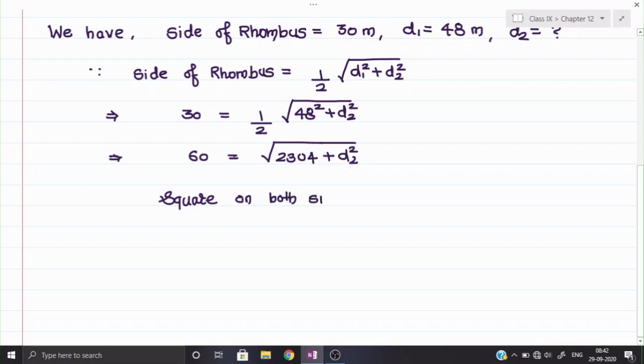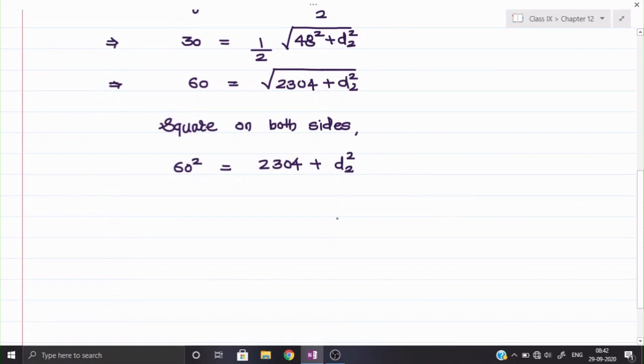Square on both sides, that will do it. So here it will be the square of 60, and here the square will be removed: 2304 plus d2 square. Okay. Now the square of 60 will be 3600. So we can say that 3600 minus 2304, which we can also bring here, is equal to d2 square.